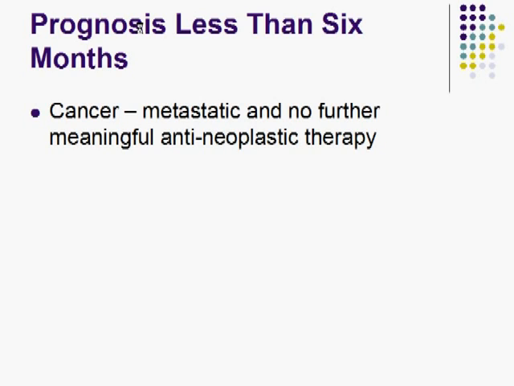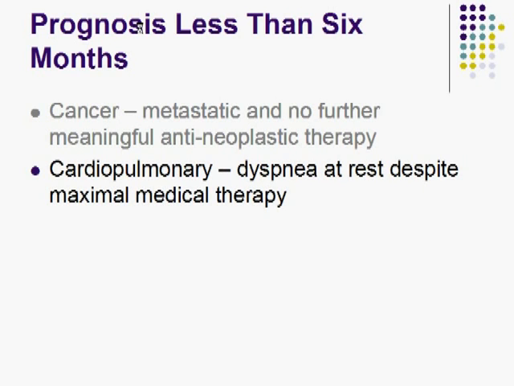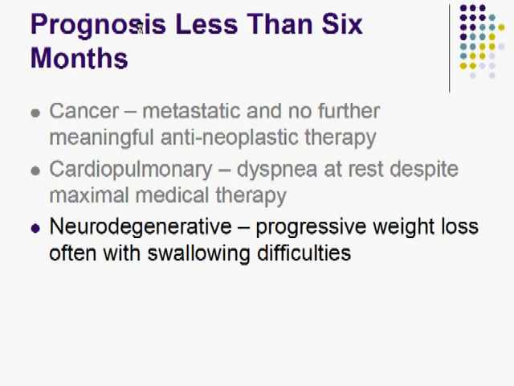If the patient has metastatic cancer, which means the cancer has spread from the primary site to other organs, and there's no further meaningful antineoplastic therapy available, we would expect a prognosis less than 6 months. If the patient has end-stage cardiac or pulmonary disease, and they are dyspneic at rest despite maximal medical therapy, they would qualify. If the patient has a neurodegenerative disease like Alzheimer's disease, they are progressively losing weight, they are having swallowing difficulties, we would also expect a less than 6 month prognosis. So, some common situations.